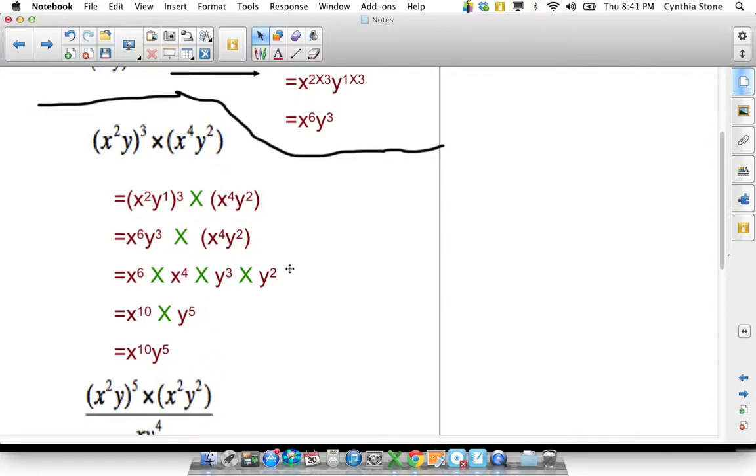Okay, so the y cubed is right here, and the y squared is right here. I'm just separating them out. Now I've got x to the 6 times x to the 4. Use the power rule, the product rule, to get x to the 10. And same with the y's. 3 plus 2 is 5. Okay, and then there's my simplified expression.